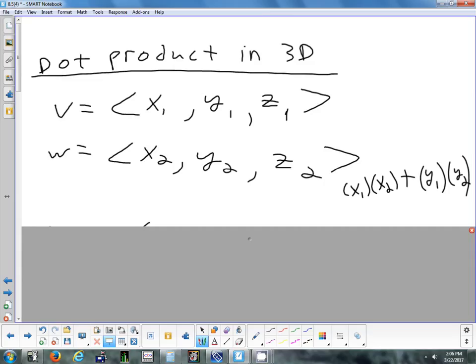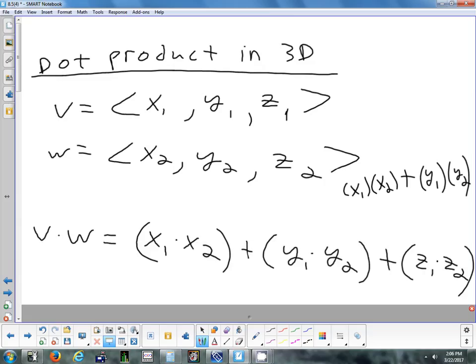And you add them. So now we're just going to extend it one more step. So what's going to be the last calculation in 3D? Add z1 times z2. Okay, so now to do the dot product in 3D, multiply your x's, plus multiply your y's, plus multiply your z's.